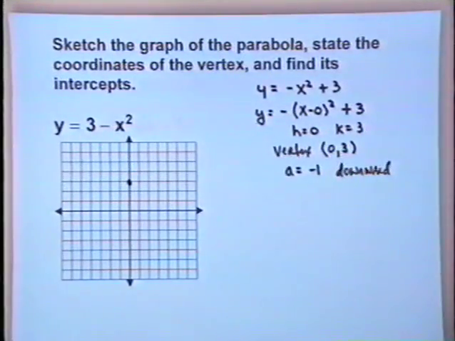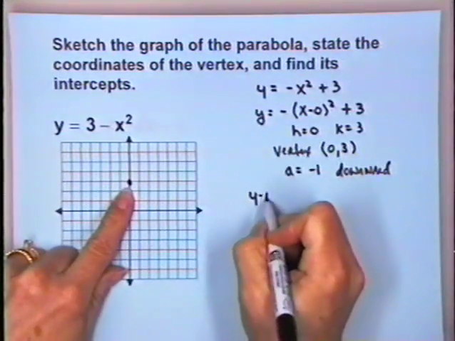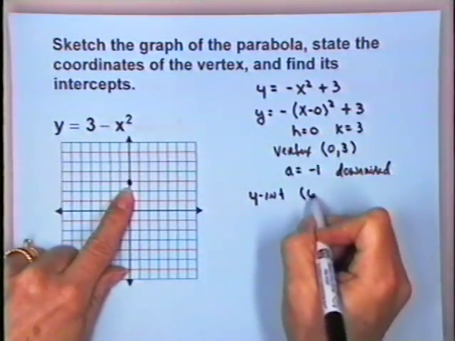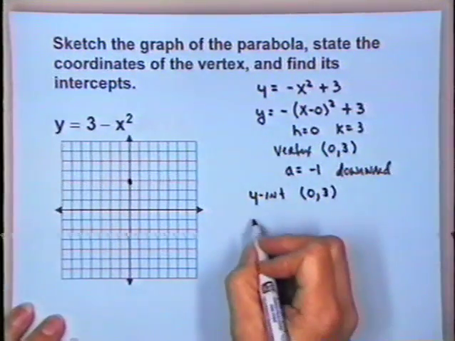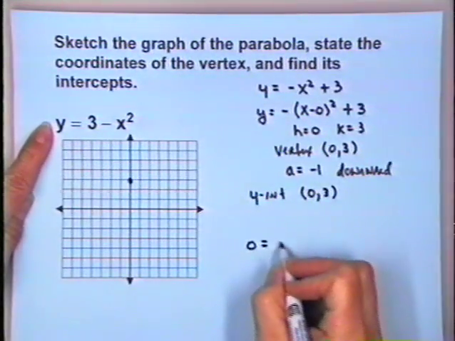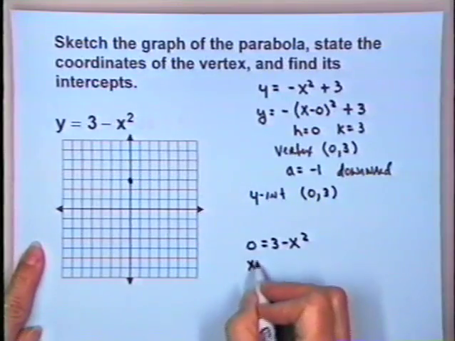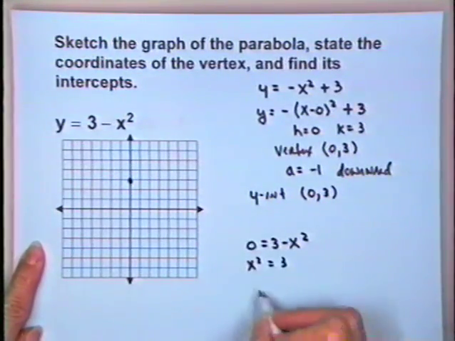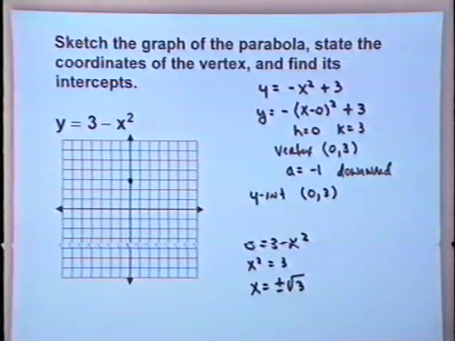Now, again, we're asked for the intercepts. Notice again, I have my y-intercept occurring whenever x is 0, y is 3. And you can see that again here. Let's get those x-intercepts by letting y be 0. 0 equals 3 minus x squared. So that gives me x squared equals 3. x will be plus or minus the square root of 3.